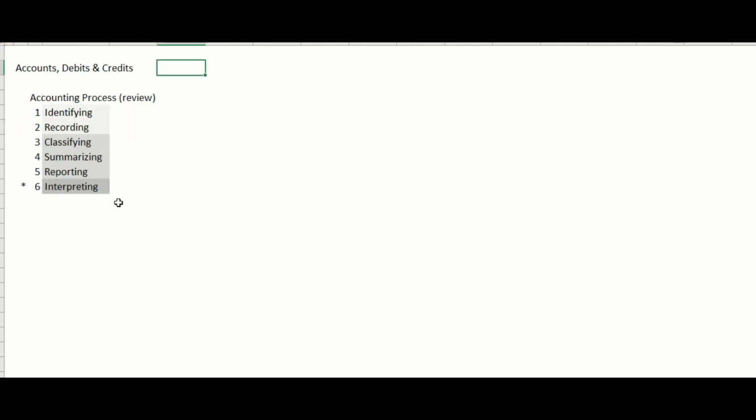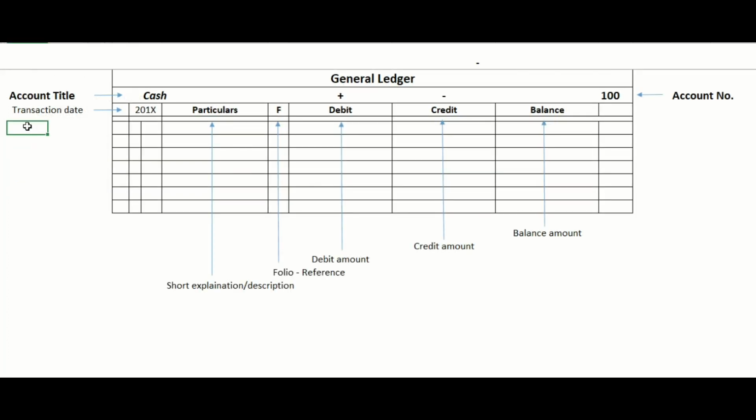Let's proceed. Previously, on the journal entry, or what we call double entry accounting, we discussed the identifying and recording part. Now we will classify, summarize, and report these journal entries. First, we will study the ledger. Previously, we had the two-column format, which we call the general journal or simply journal. Here we have three columns: the general ledger or simply ledger.